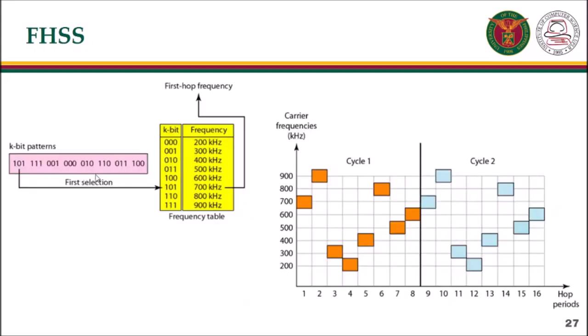Here is the k-bit pattern generated by the pseudo-random noise. As you can see, the first pattern is 101, which corresponds to 700 kHz in the frequency table. The source signal modulates this frequency. The next pattern is 111, which corresponds to 900 kHz, so the source signal modulates this frequency. The next pattern, 001, corresponds to 300 kHz, so it modulates this frequency, and so on.